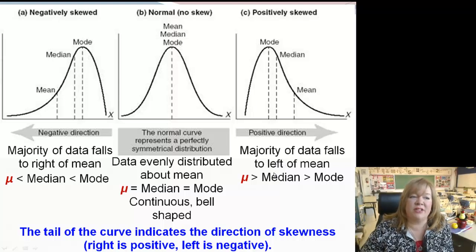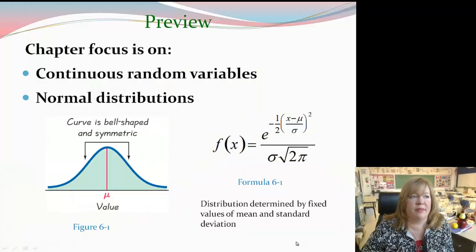Majority of the data falling to the left of the mean, that means the mean is bigger than the median and the mode. That is positively skewed or skewed to the right. The tail of the curve indicates the direction of the skewness. So right is positive, left is negative.